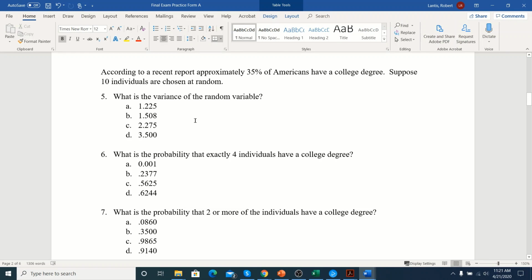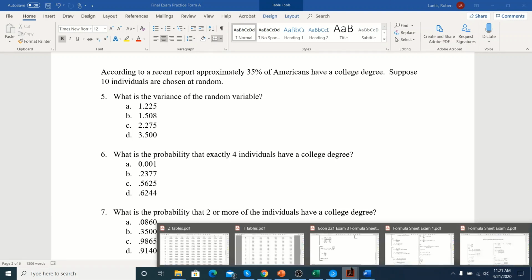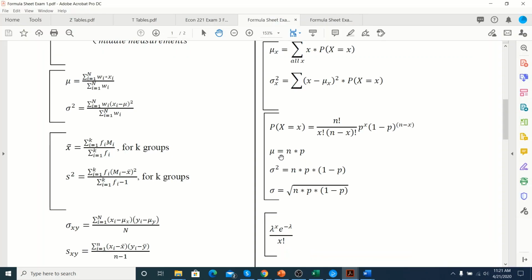If I then ask you, what's the mean? The mean was really easy. Remember, the probability any one person has a degree is 0.35, and we've got 10 people. What's the expected value, or the mean? It would just be 10 times 0.35, right? n times p. You have the formula for that as well, but that one is pretty intuitive for a binomial.